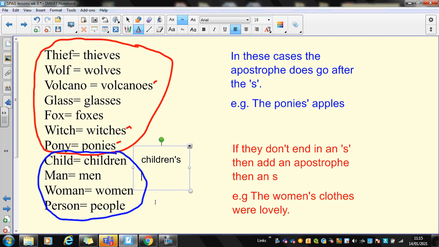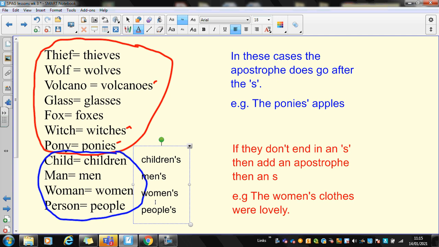It doesn't make sense saying the changing room belongs to the mens, so the apostrophe would go after men. Okay, the handbags belong to the women, the women's handbag, so the apostrophe goes after women before the S. And the country belongs to the people, so the apostrophe goes after people before the S.